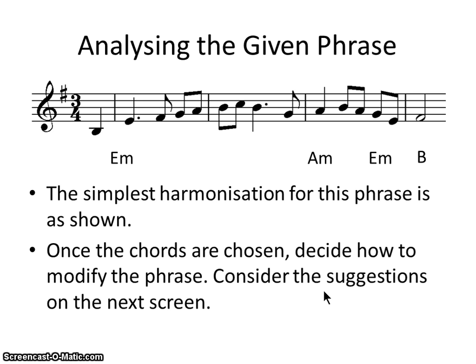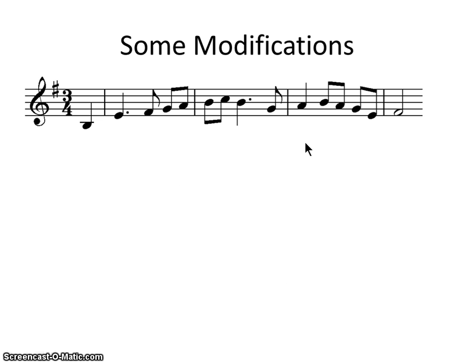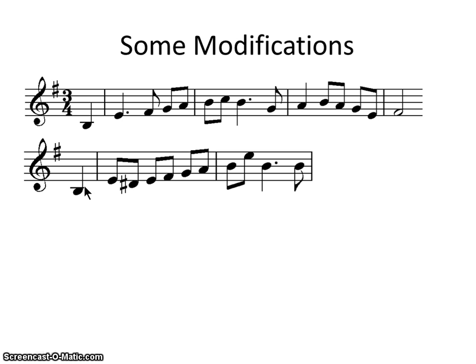Once the chords are chosen, decide how to modify the phrase. Consider the suggestions on the next screen. Here's our original. Here is a suggested modification for the first two bars with an auxiliary note D sharp here, which is the note So with a raised sharp on it. A jump here up to high E rather than the auxiliary C that we had there. We have added notes, we have pitch change.